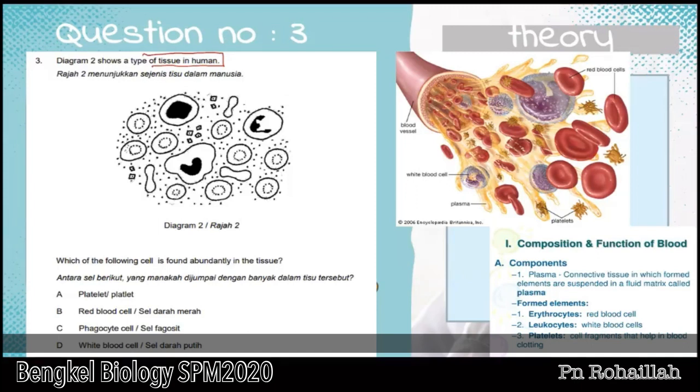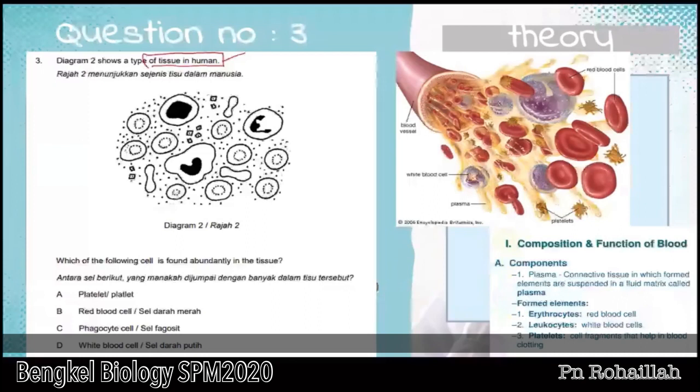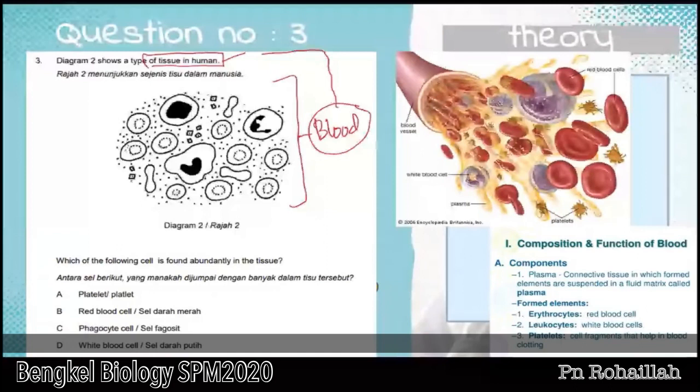Rumah payah. Okay, so tissue in human. So, what you see in diagram 2? Diagram 2 ni ialah blood. Betul tak? So, blood actually is one type of tissue in human. Okay, so you tengok gambar yang sebelah yang saya share teori tu.